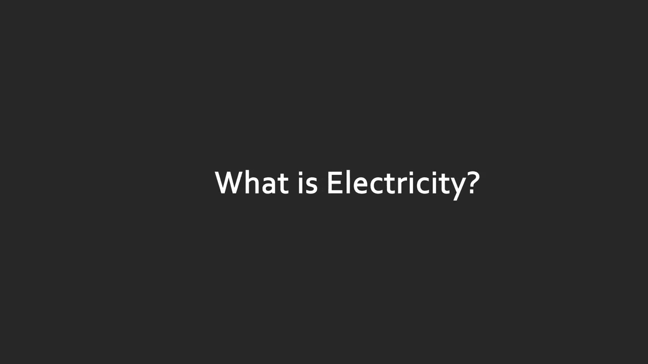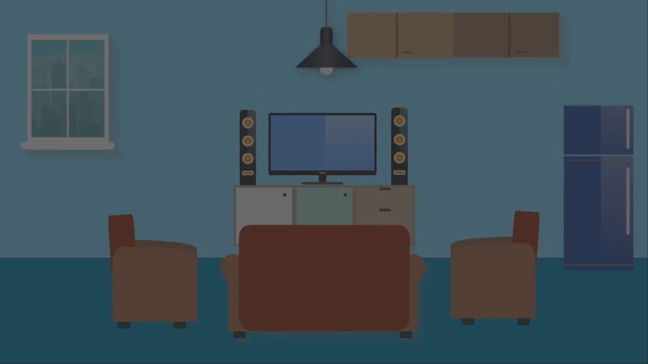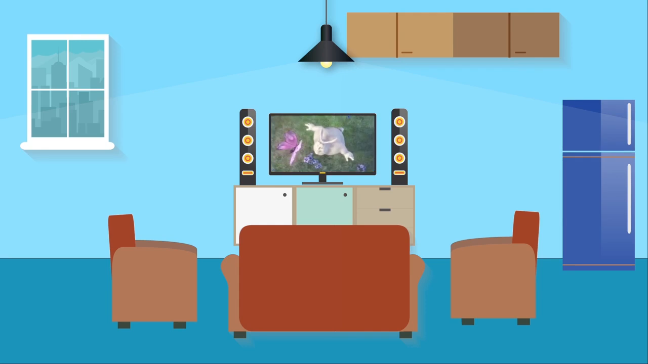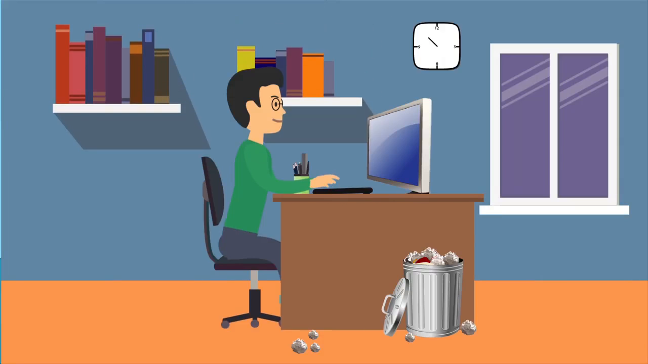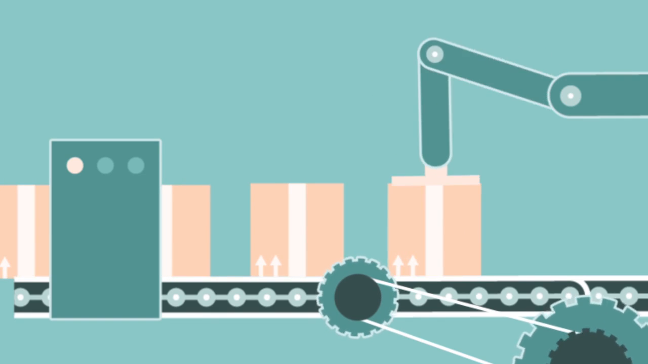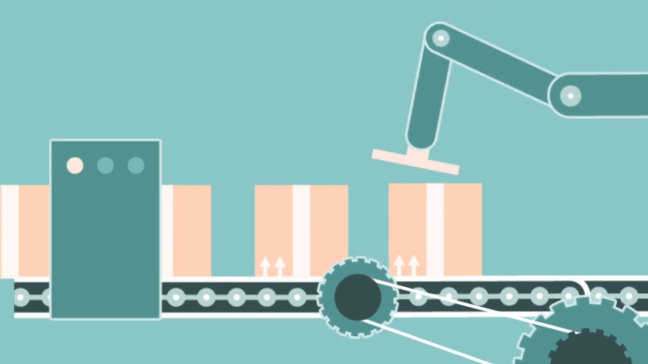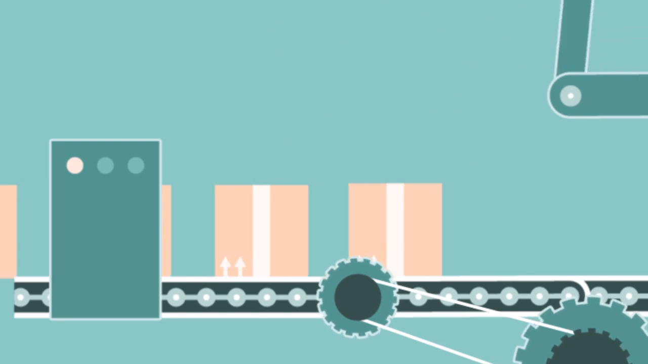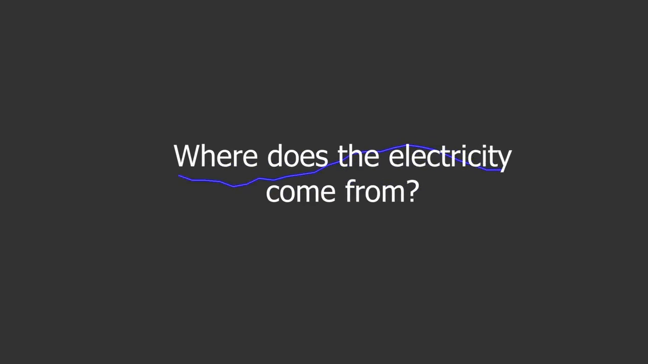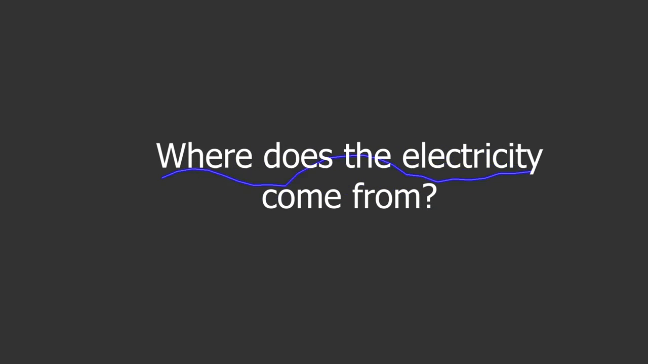What is electricity? Any appliances that we use in our daily lives, such as household appliances, office equipment, and industrial equipment, almost all of those take electricity. Therefore, we should understand electricity. The first question that we will find out the answer to is, where does electricity come from?